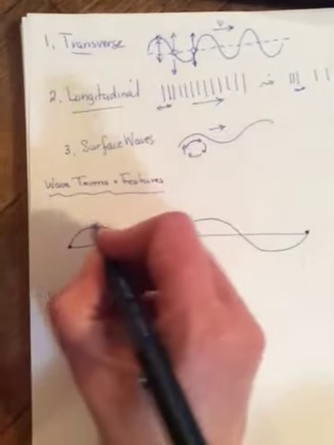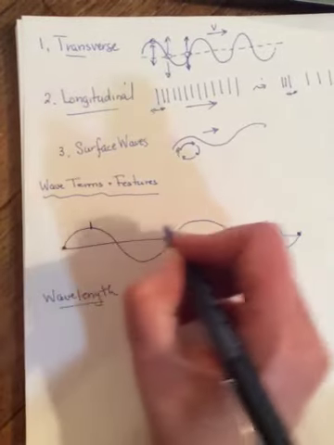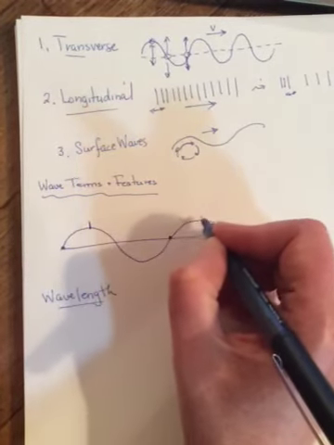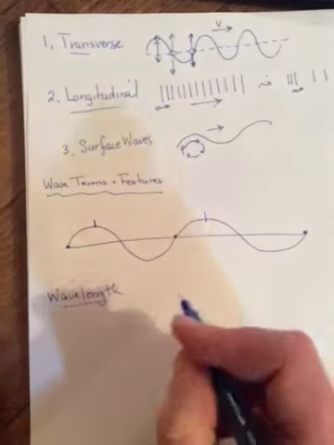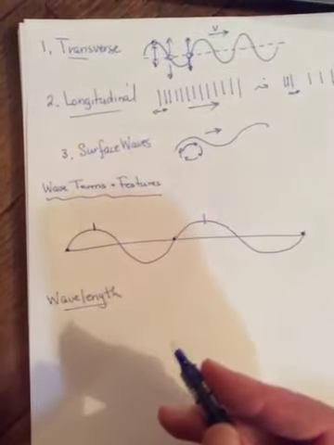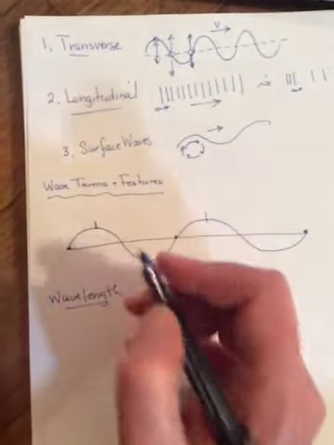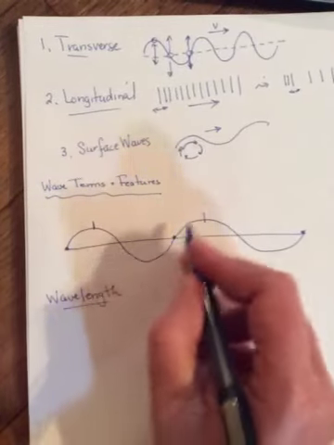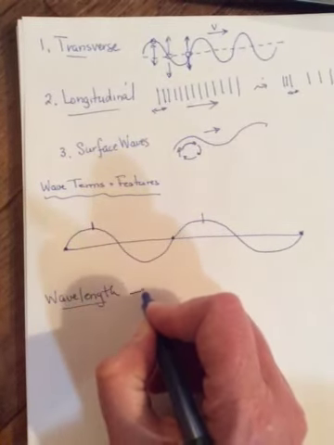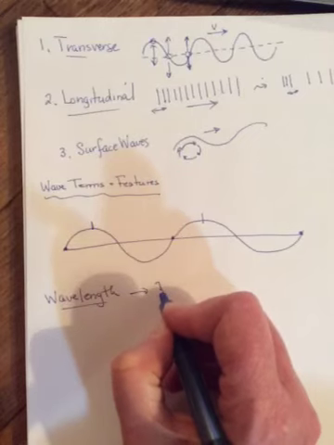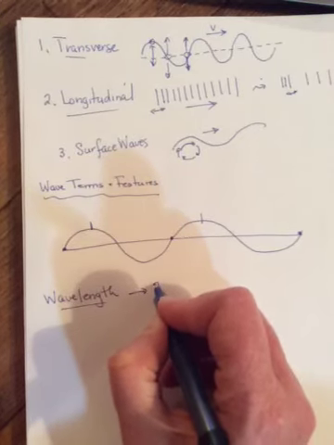But you could also start in the middle of an up part and go to the middle of the next up part. I'm trying to avoid saying what that up part is called yet because it's the next word. So it's the length of one full cycle. It has a special symbol. It's the Greek letter lambda.